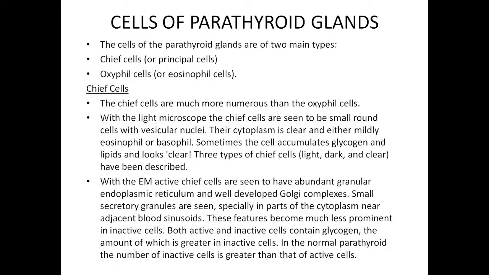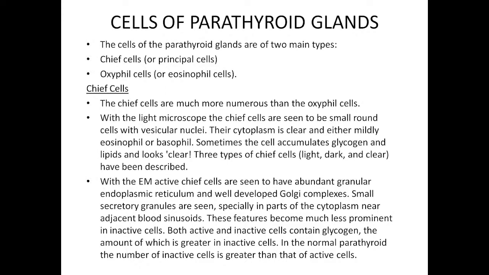Cells of parathyroid glands. The cells of parathyroid glands are of 2 main types: chief cells, in other terms, principal cells; and oxyphil cells, another name, eosinophil cells. First of all, chief cells. The chief cells are much more numerous than the oxyphil cells. With the light microscope, the chief cells are seen to be small round cells with vesicular nuclei. Their cytoplasm is clear and either mildly eosinophilic or basophilic.